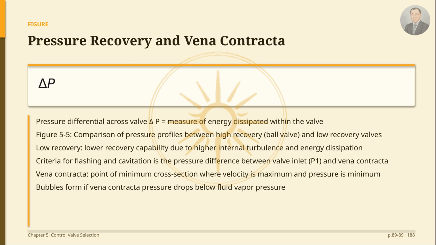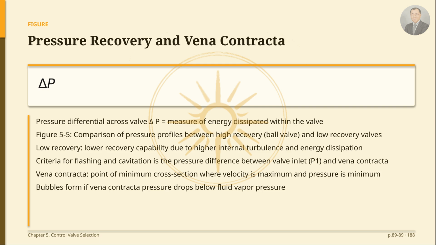The pressure differential, or delta P, across the valve is a measure of the amount of energy dissipated within the valve. Figure 5.5 compares the pressure profiles of two types of valves. One is a high recovery type, such as a ball valve, which has a streamlined flow path and high pressure recovery. The other is a low recovery type, which has lower recovery capabilities due to greater internal turbulence and energy dissipation. Regardless of the recovery characteristics, the critical pressure differential when considering flashing and cavitation is the difference between the valve inlet and the vena contracta.